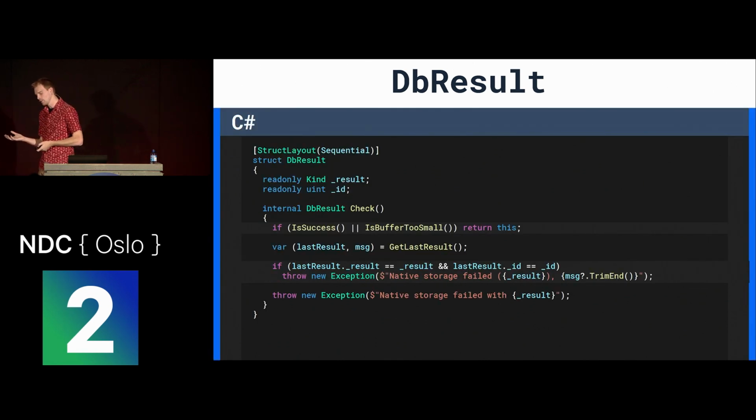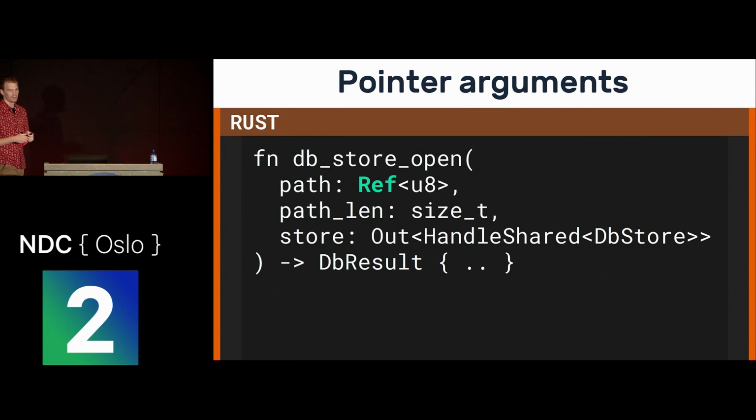On the C# side, we have an equivalent implementation of DB result. It has a kind and an ID. It has a struct layout of sequential, so it's laid out the same way that the Rust one is. And when we encounter a DB result, we check it. If it's OK, we just return. Otherwise, we get the contents of that thread local buffer and we check the IDs match. That's why it has an ID on it, because if we don't check in between an error, then we might end up formatting the wrong error message into our exception, and things will just get even more confusing. So that's what DB result is all about. It's about error management. Now let's have a look at ref.